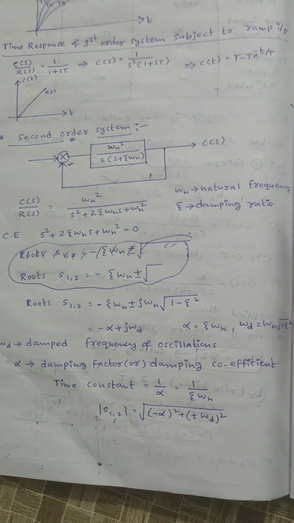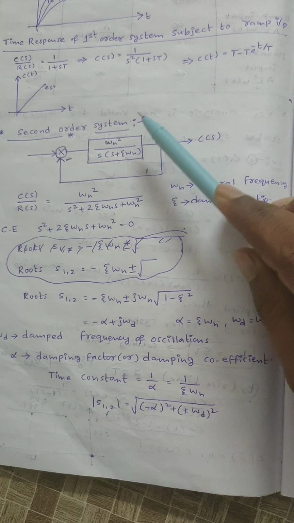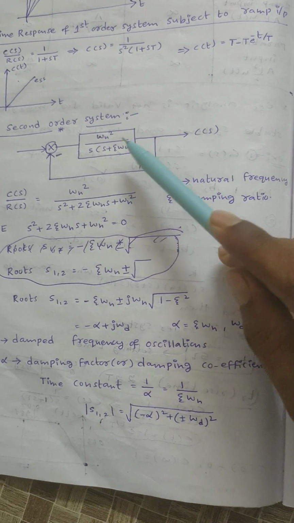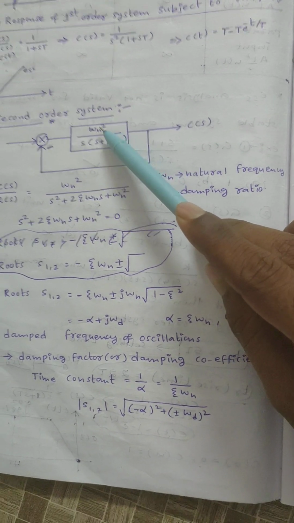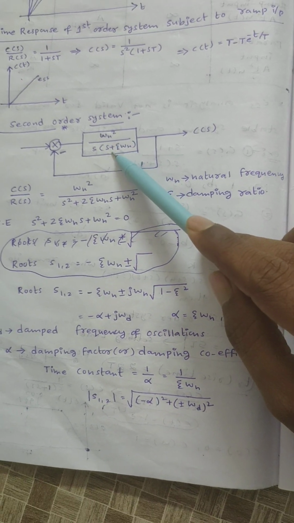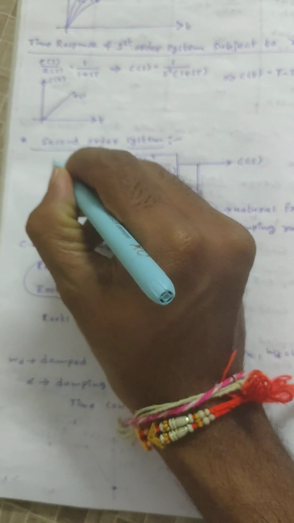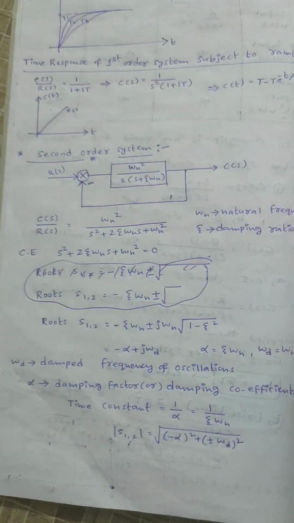Good evening all. Now I am going to explain about second order system, in case of time response analysis. The open loop transfer function of a second order system is omega n square by s into s plus zeta omega n. Here C of s is the output, R of s is the reference input.